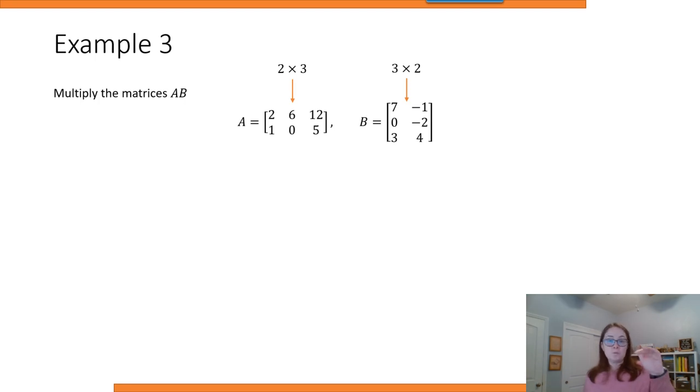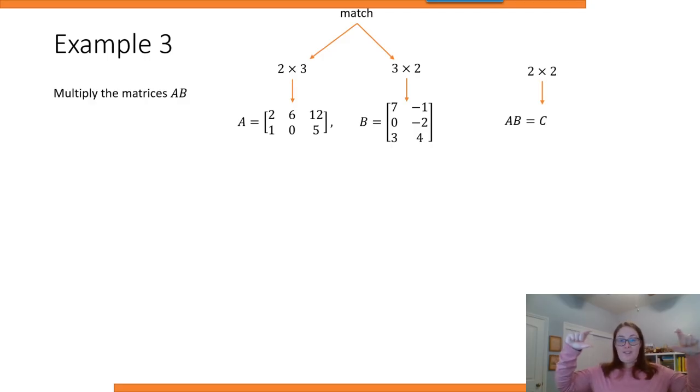The columns of A, no, I had it right the first time. The columns of A match the rows of B. So I get the 3s that match, and when I multiply these, I'm going to get a 2 by 2 matrix, because I'm grabbing the dimensions at the end of those. So that's how my answer is going to look. That's the first thing we had to figure out.